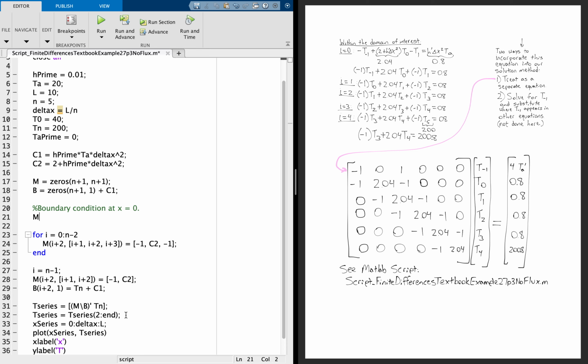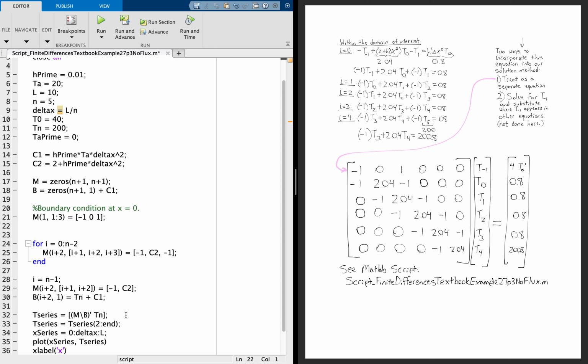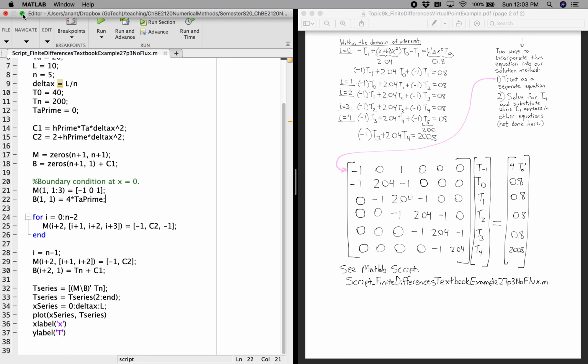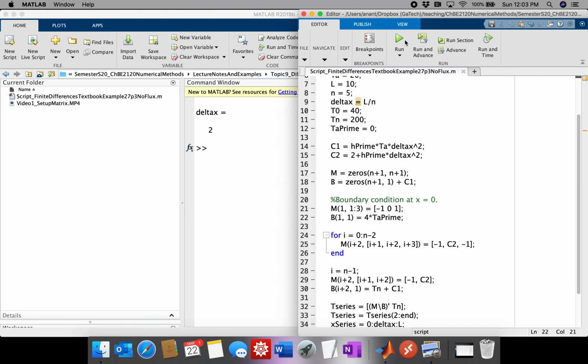So what we're going to have is an M row 1 and then columns 1, 2, 3 equals negative 1, 0, 1. And we're going to say B 1, 1 equals 4 times Ta prime. Going to be 0 in this case. So let's run this. Let's run it and see.